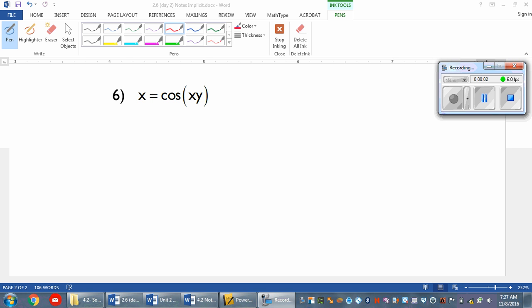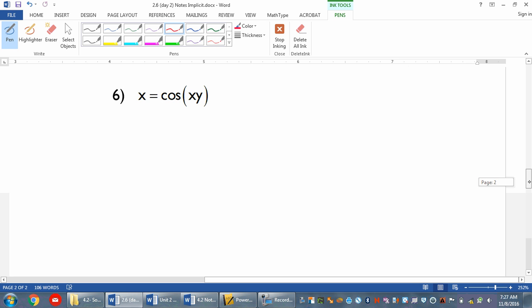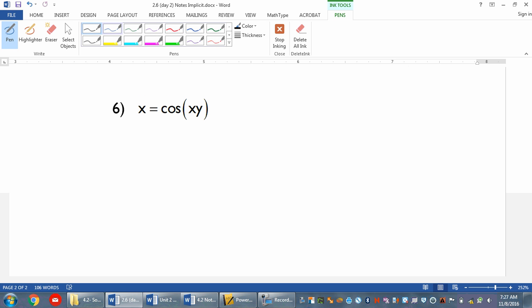All right, on to problem number 6. So again, take the derivative of both sides of the equation with respect to x. So the derivative of x is just 1, equals. Now, look, I have the derivative of cosine of xy. So this is going to be the chain rule.